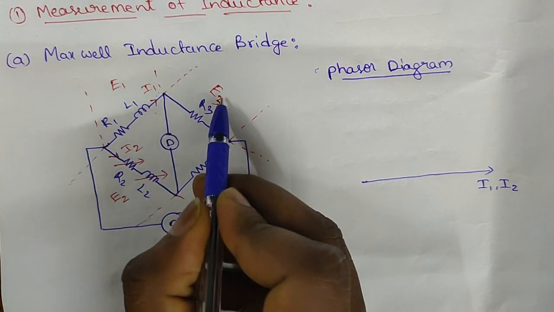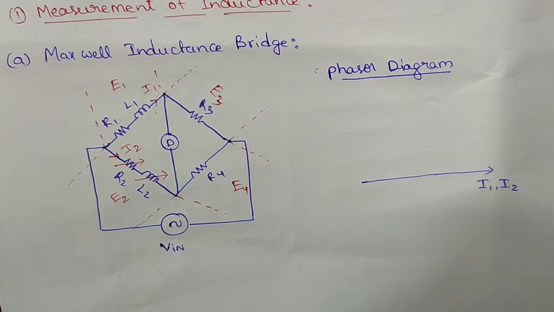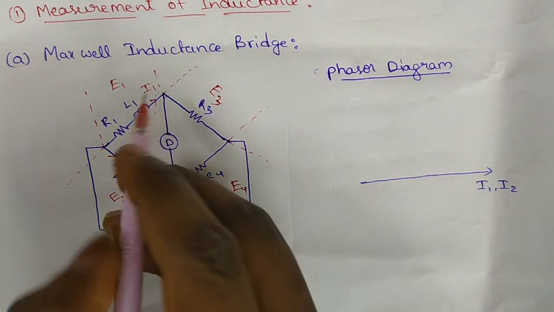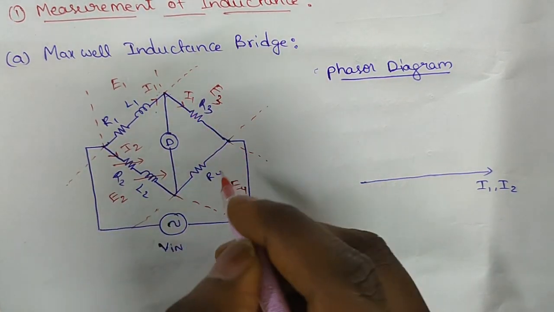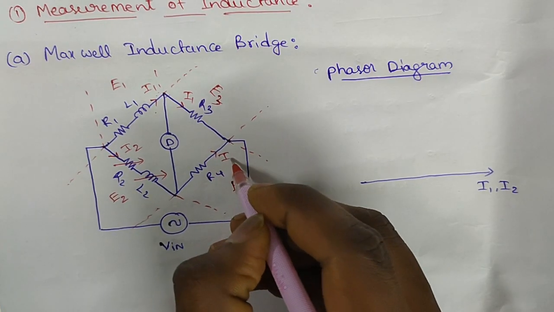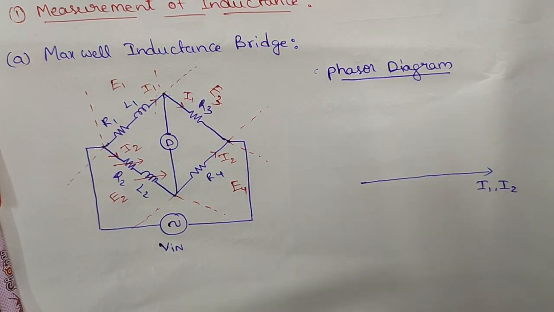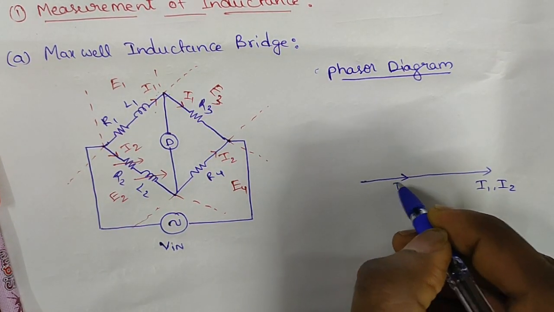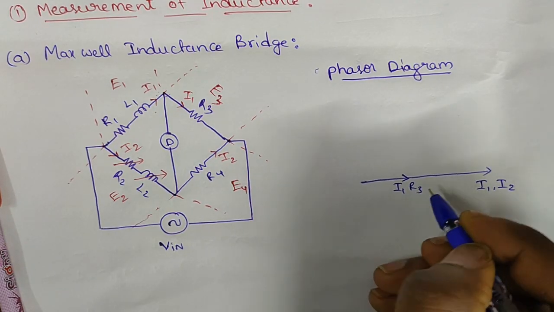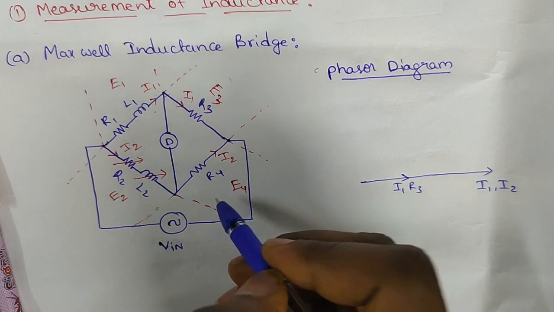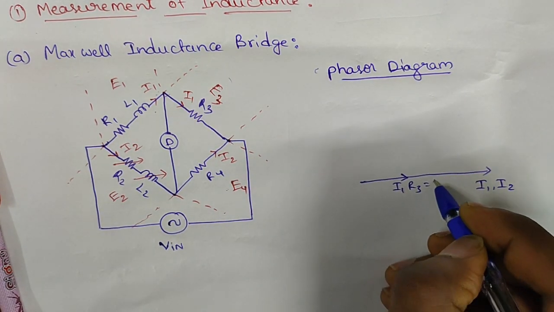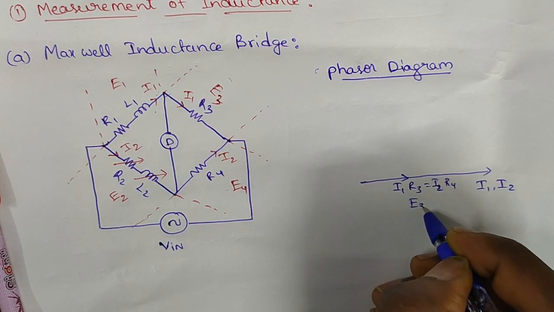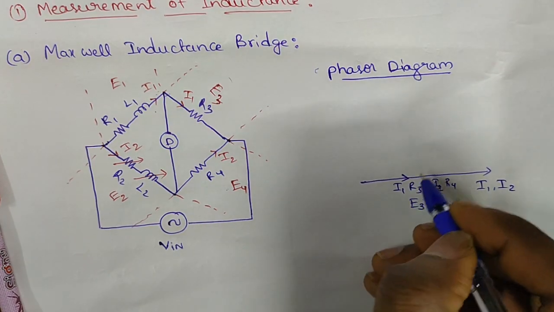Now in this branch, under bridge balance condition, I1 will be flowing here also, and in this branch the current is I2. Therefore, the voltage drop I1 R3 will be equal to the voltage drop I2 R4, that is E3 is equal to E4 at this point.